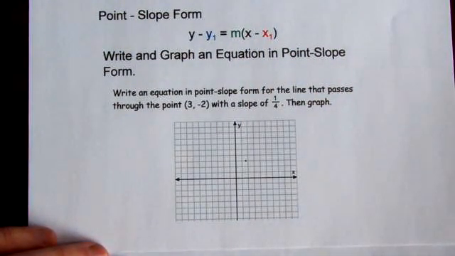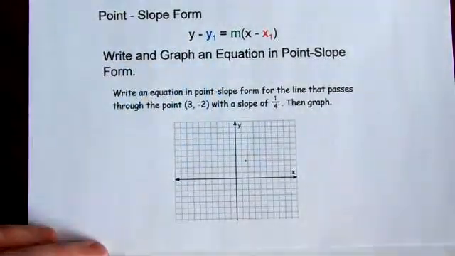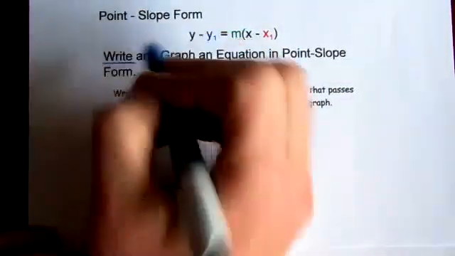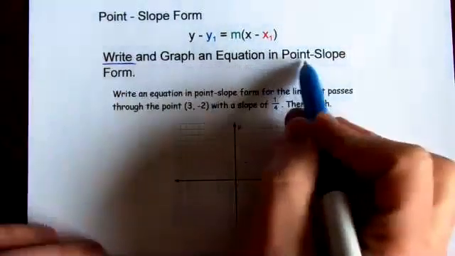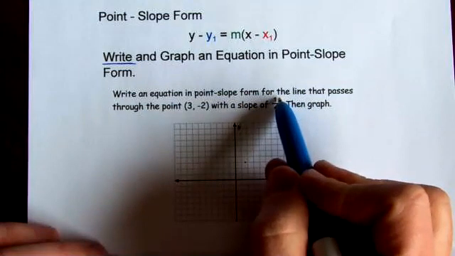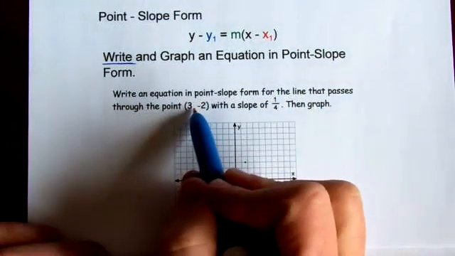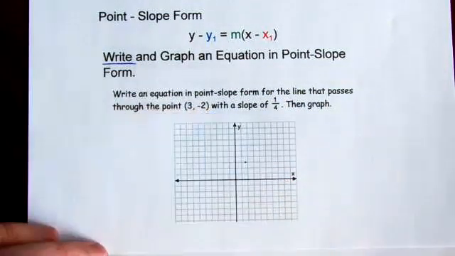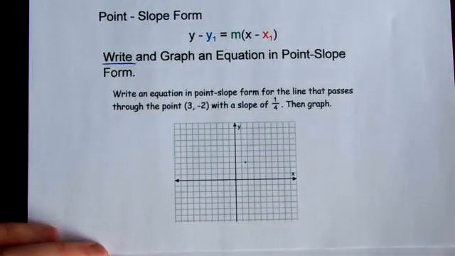Okay, so it says right here, write and graph. We're right now going to focus on just writing. So we're going to write an equation in point slope form. Write an equation in point slope form for the line that passes through the point (3, -2) with a slope of 1/4.